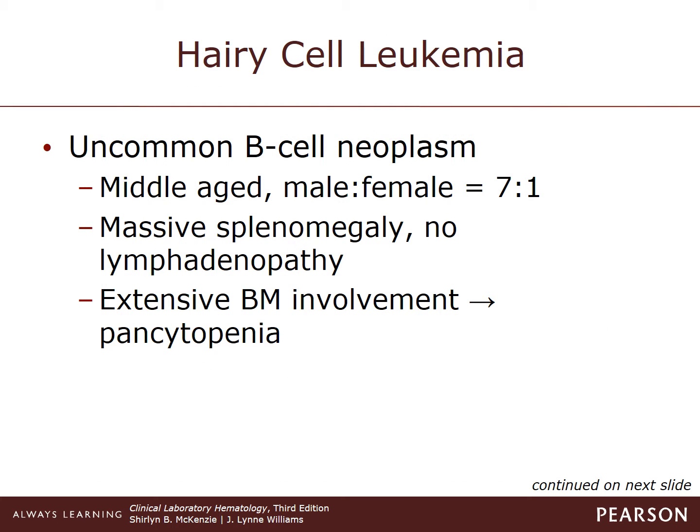Hairy cell leukemia is a rather uncommon B-cell neoplasm presenting in middle-aged individuals. Males have a significantly higher incidence, with a 7-to-1 male to female ratio. Patients usually have a massive spleen but lack any lymph node swelling. There may be extensive bone marrow involvement here. Therefore, patients usually present with a pancytopenia.